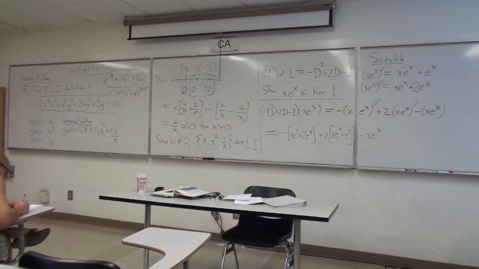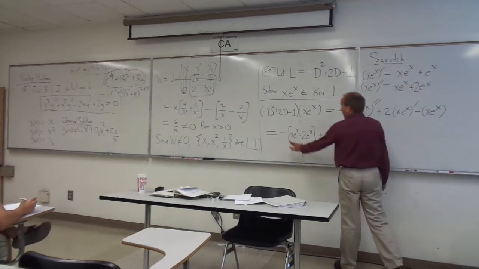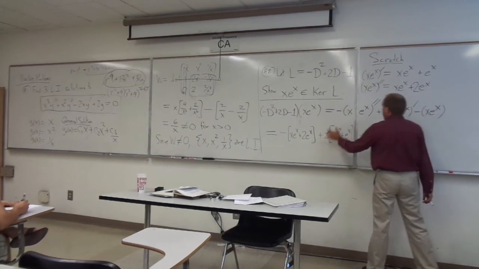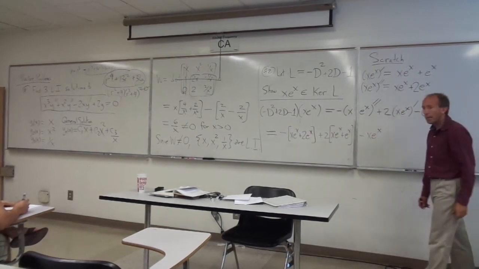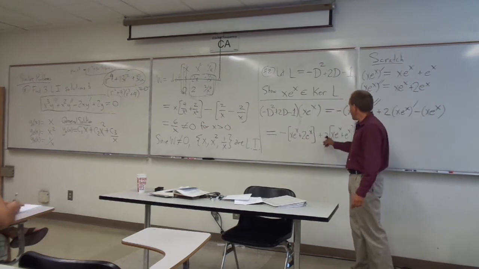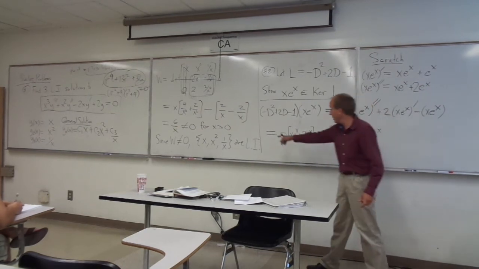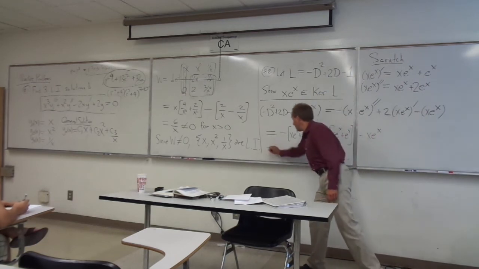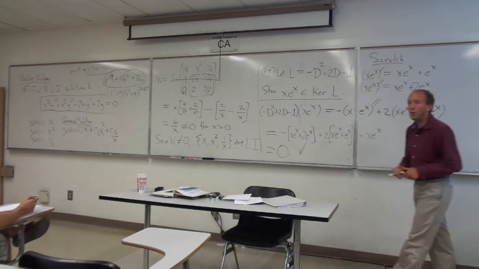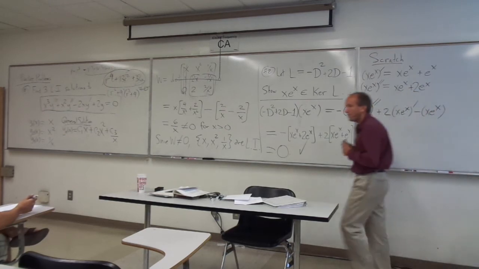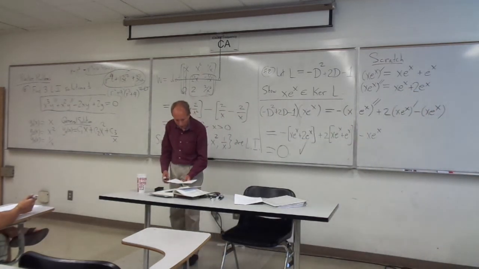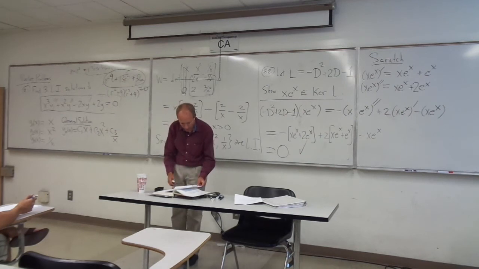And all you really have to do is stare at that for a moment and make sure that you are convinced that it all cancels out. It should all cancel out, right? So minus x e to the x plus 2x e to the x minus x e to the x, that part cancels. And the 2e to the x and the 2e to the x have opposite signs because there's a minus here. So this is all just 0. That's all you have to do. So that's just the kernel of the transformation. Just thought I would practice that with you really quick.